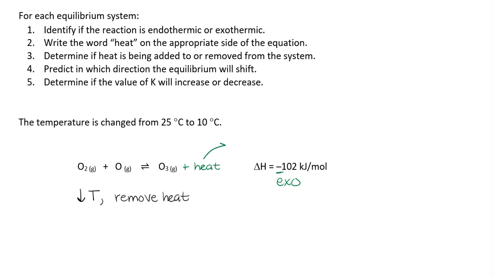So when we remove heat from the system, at that moment, we have too few products, not enough products. So the equilibrium will shift in order to form more products, and that means it will shift to the right.